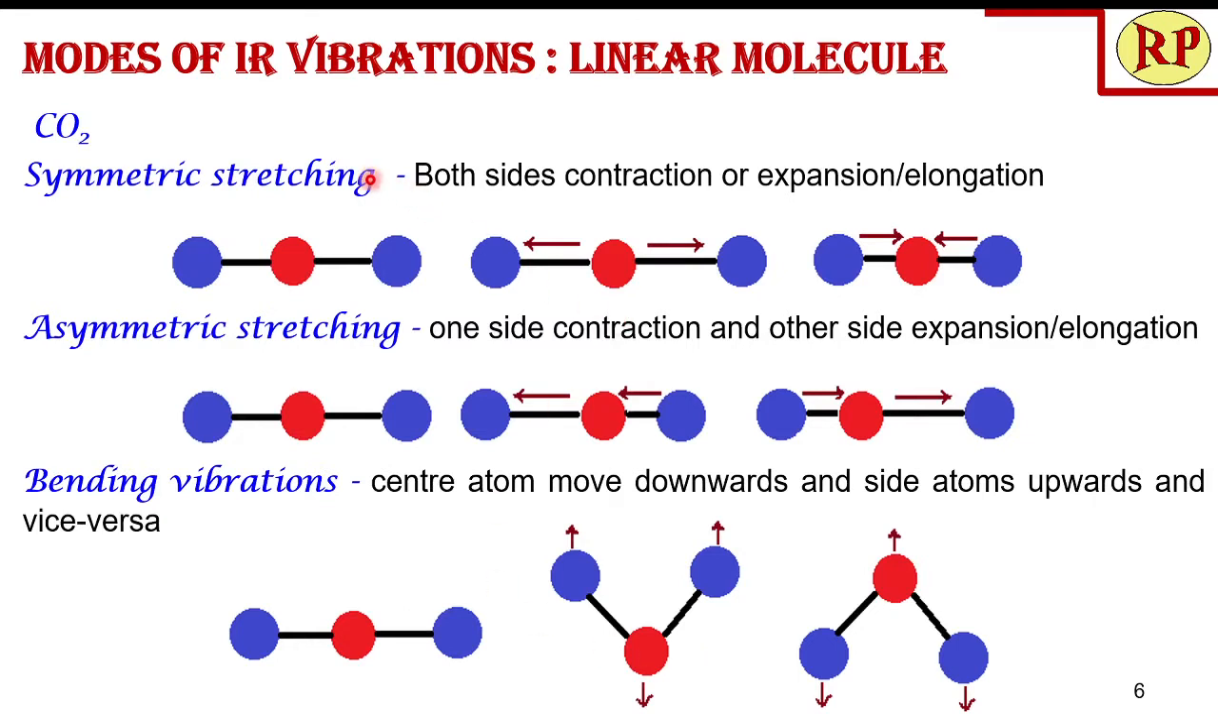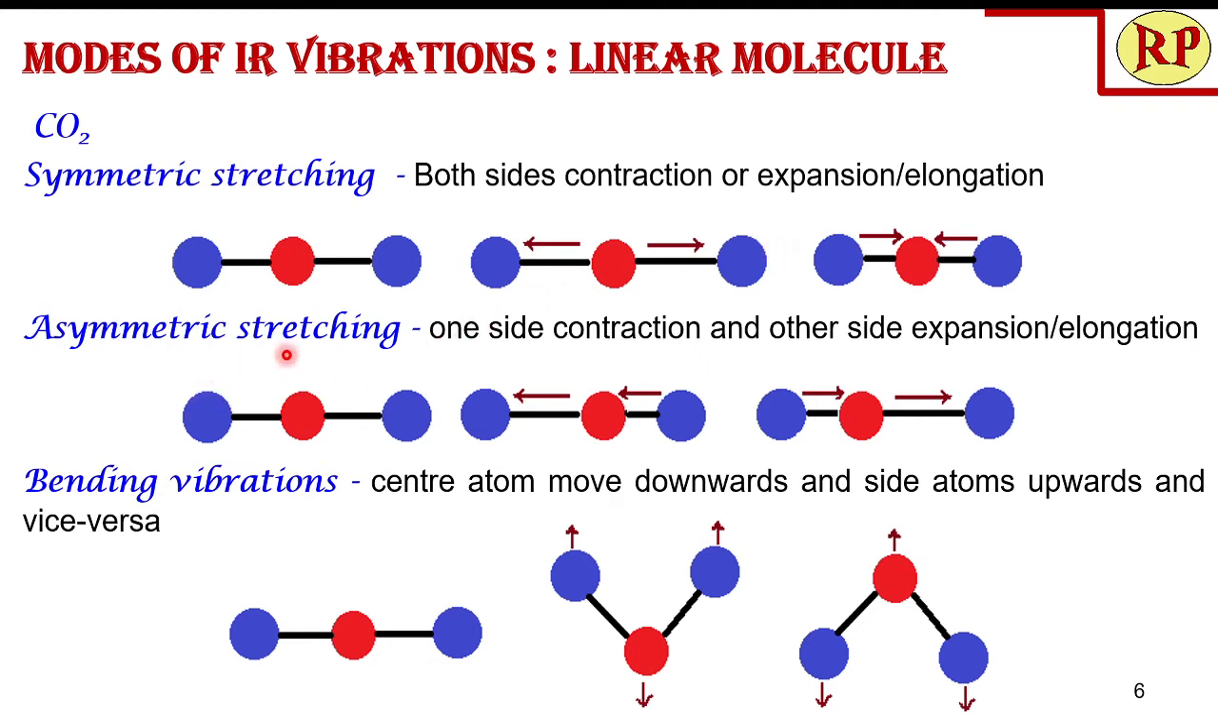Now we will understand the different modes of IR vibrations in a linear molecule. An example is carbon dioxide. The red ball indicates carbon and the blue balls indicate oxygen here. If you have a symmetrical stretching, on both sides it can either elongate or contract. So it will be an elongation and contraction on both sides alternately. We call this symmetric stretching, because the same action is taking place on both sides and the bond length during expansion and contraction will be symmetrical on both sides.